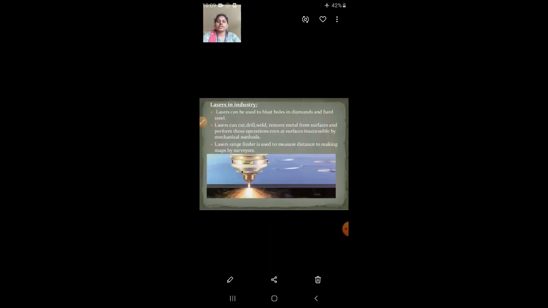Next application, lasers in industry. Lasers can be used to blast holes in diamonds and hard steel, and lasers can cut, drill, weld, and remove metal from surfaces, and perform these operations even on surfaces inaccessible by mechanical methods. And laser range finders are used by surveyors to measure distance for making maps.